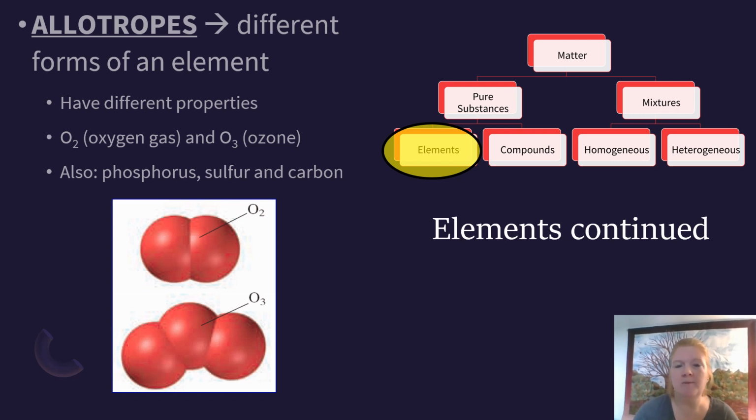One unique thing about elements is some elements have different versions, so different forms of the same element. And that description defines the word allotropes. So allotropes are different forms of the same element. So oxygen gas is O2, diatomic, but ozone is O3, so three oxygens bonded together, completely different properties. There are other allotropes, and we will discuss this more later, phosphorus, sulfur, carbon, for example.